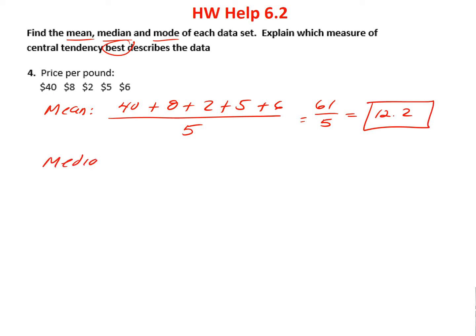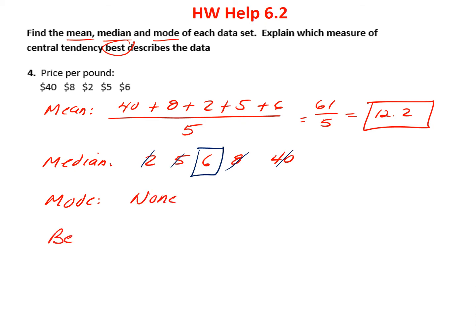Our median then is the middle number. So we need to line them up in order. So when I line these up in order, it's 2, 5, 6, 8, and 40. And my middle number then becomes 6. So there's my median. My mode, is there a number that shows up more than any other? In this case, there is none. They're all different. So which one's the best?